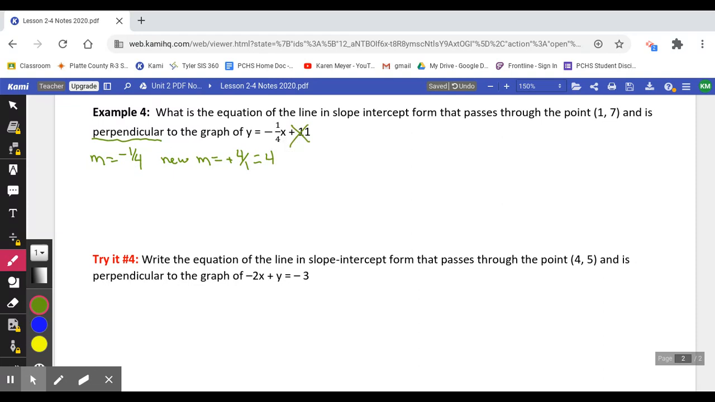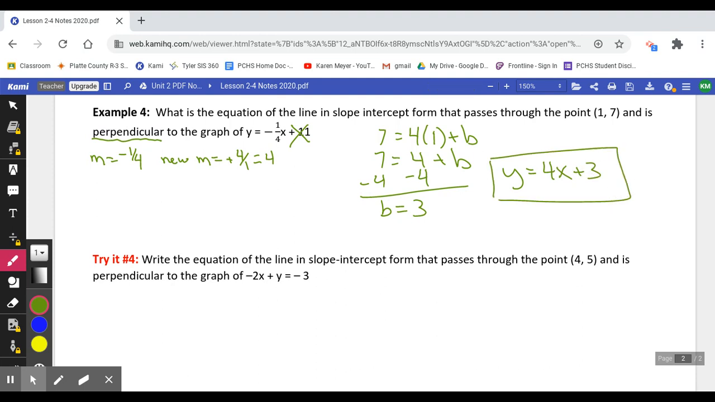Okay, so now use your point and your new slope of 4. So y is 7 equals new slope, which is 4, times x from the point, which is 1, plus b. 4 times 1 is 4, plus b. Get rid of the 4 by subtracting it. So b equals 3. So y equals 4x plus 3.